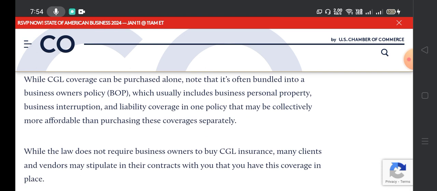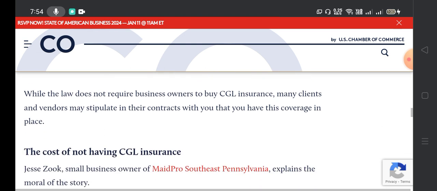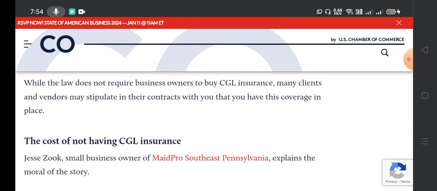So while CGL insurance coverage can be purchased alone, note that it's often bundled into a business owner's policy, which usually includes business personal property, business interruption, and liability coverage in one policy that may be collectively more affordable than purchasing these coverages separately. So while the law does not require business owners to buy CGL insurance, many clients and vendors may stipulate in their contracts with you that you have this coverage in place.